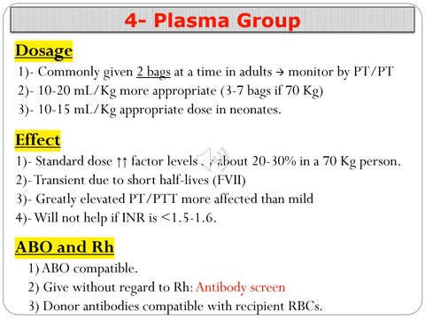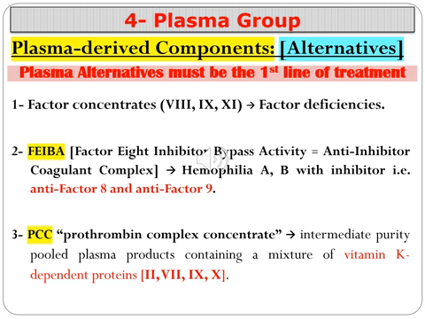And the effect will be more in patients with greatly elevated PT and PTT than patients with milder bleeding tendencies. Fresh frozen plasma must be ABO compatible to be safely transfused. Now we'll start to go quickly through plasma-derived components or plasma alternatives, which are factor concentrates prepared from plasma and can be given safely without hazards of transfusion or risk of infection transmission. These alternatives must be the first line of treatment considered before fresh frozen plasma.